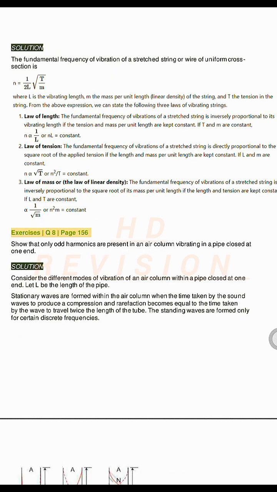Exercises Q8, page 156. Show that only odd harmonics are present in an air column vibrating in a pipe closed at one end. Solution. Consider the different modes of vibration of an air column within a pipe closed at one end. Let L be the length of the pipe. Stationary waves are formed within the air column when the time taken by the sound waves to produce a compression and rarefaction becomes equal to the time taken by the wave to travel twice the length of the tube. The standing waves are formed only for certain discrete frequencies.